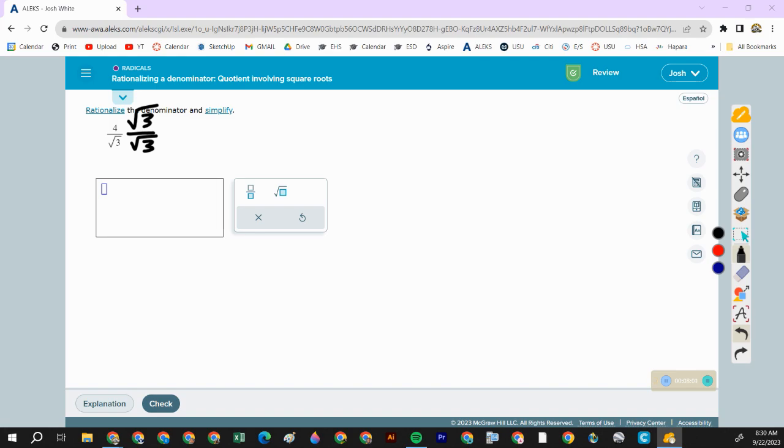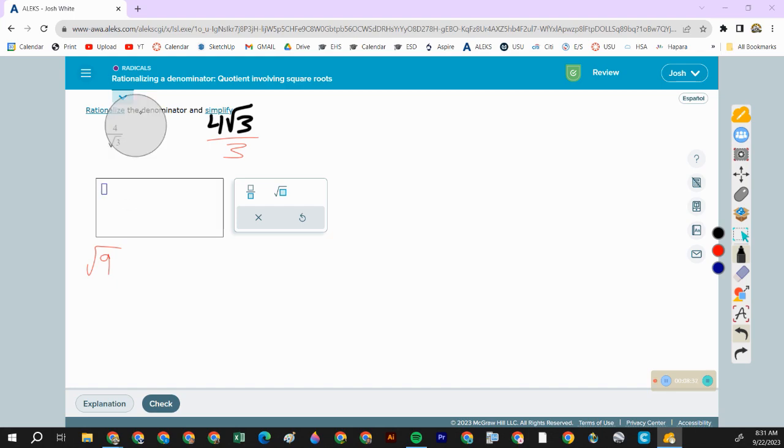Root 3 over root 3 is the number 1. And multiplying by 1 does not change the size of a number. Okay? So on top, I get 4 root 3. And on bottom, I get root 3 times root 3, which is the square root of 9. What is the square root of 9? 3. That's why I chose root 3.